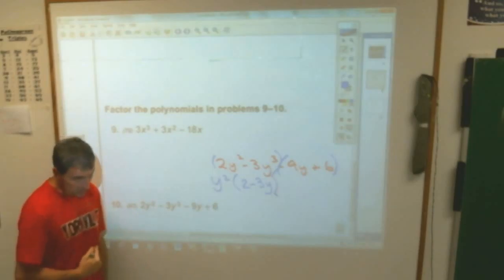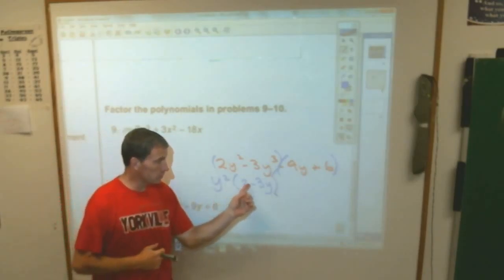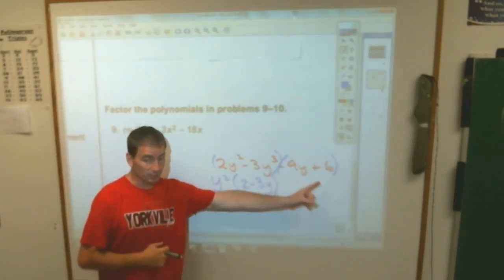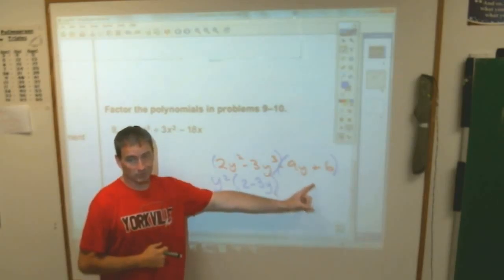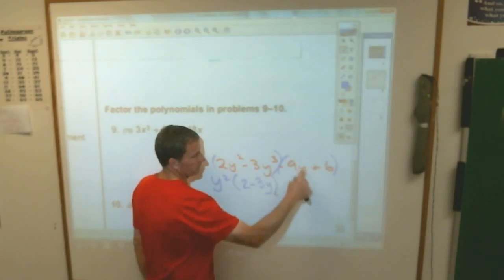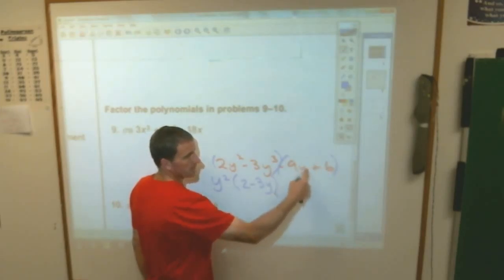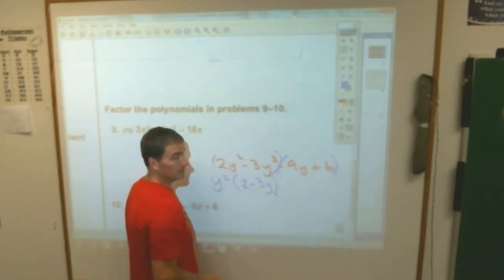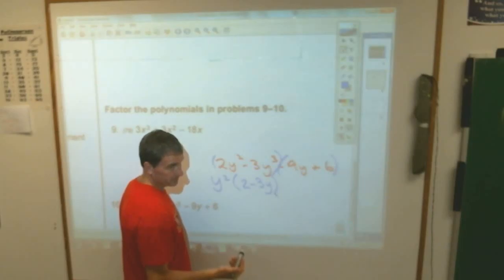And the only way this is going to work is if I get a 2 minus 3y in my other parenthesis over there. If I don't, it doesn't really work. So, what am I going to take out of this one over here? What's the common factor? Now, your choice is either a negative or a positive 3.